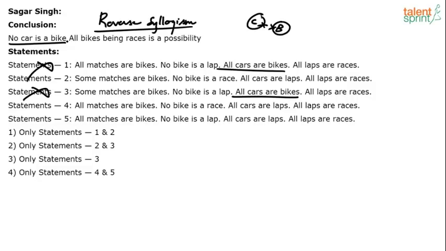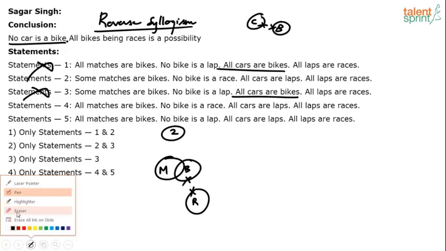Now draw the diagram for 2, 4 and 5. Anything else that we can verify? I don't think any direct verification otherwise is possible. So draw the diagram for statements 2. Some matches are bikes. No bike is a race. Bikes and race do not touch each other. All cars are laps. All laps are races. So I think I'll have to just redraw this in a bigger way, right?